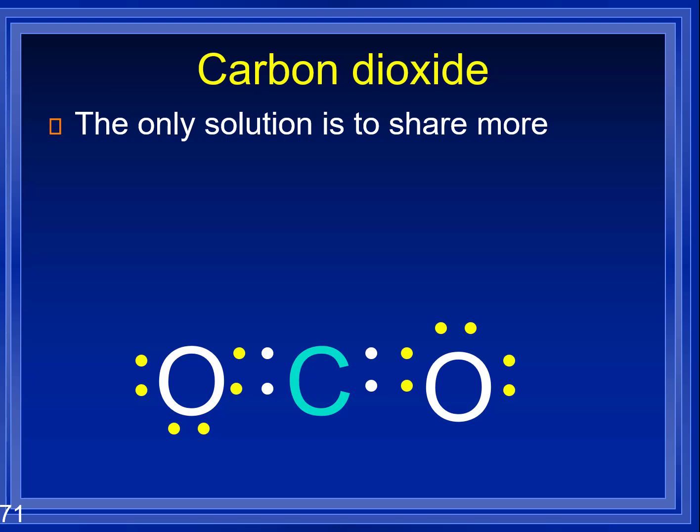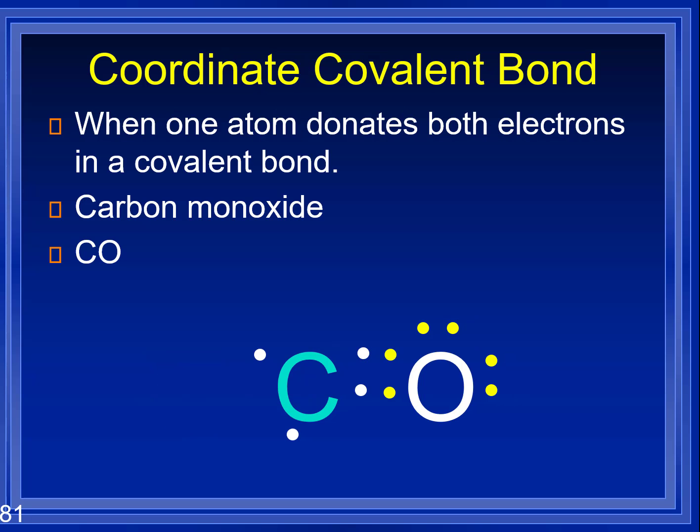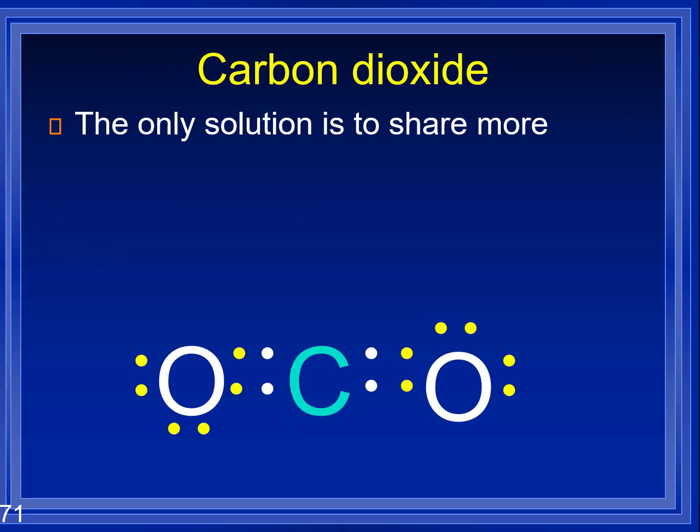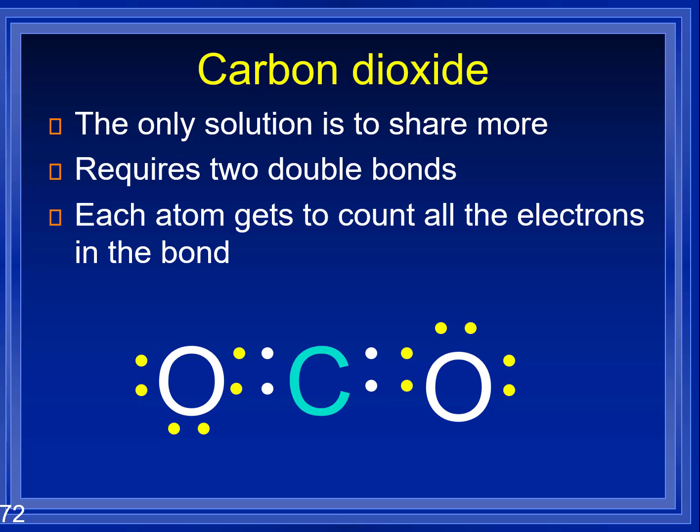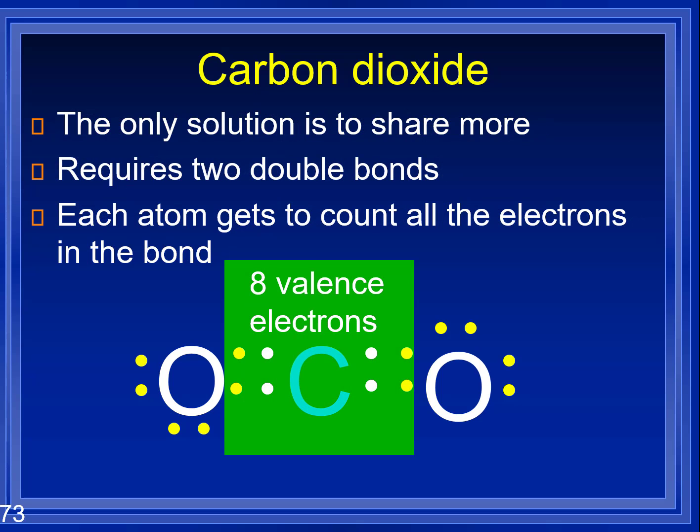Okay. So this required 2 double bonds. Just remember, each atom gets to count all the electrons in the bond. So that carbon has 8 valence electrons.